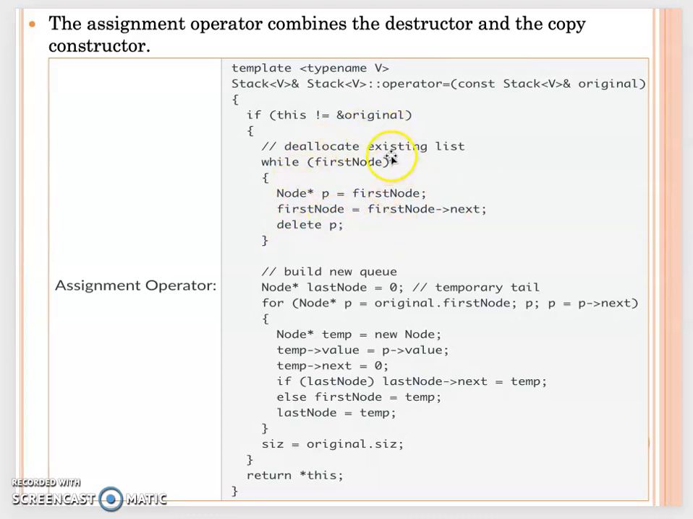So after you delete the nodes one by one, you need to recreate your queue. You see here we have the last node equal to 0. We're using P to travel through the original linked list. Then we create a new temp, so the value is the value of P, and the pointer is 0. If you have the last node, then the last node's next equals temp. Otherwise, we assign the first node. Then the last node equals the temp. After you're done, your size equals the original size.